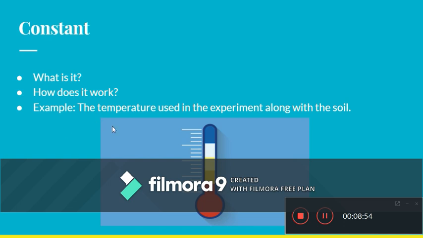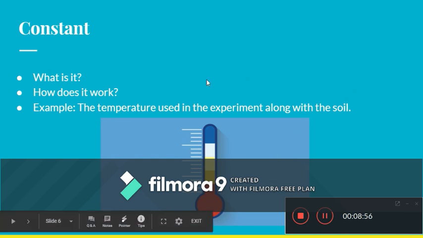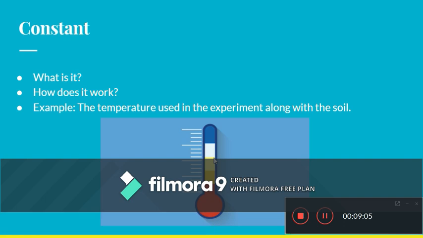As an example, a thermometer represents the temperature: is it a cooler temperature, is it a hotter temperature? That will usually be the constant. But there are some experiments where subjects may be placed in different temperatures. That would then not be a constant, it would become an independent variable. So you want to make sure that you understand the difference between a constant and a dependent variable so you don't get those mixed up.